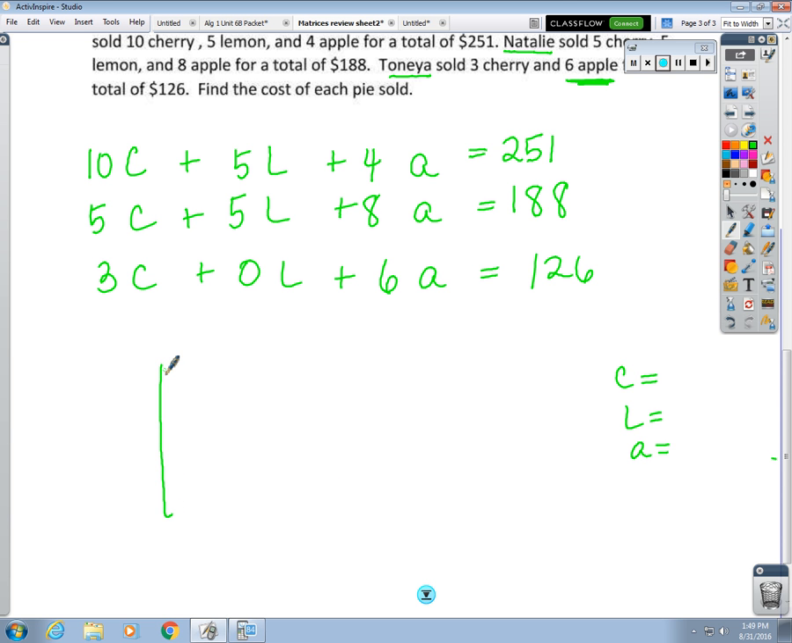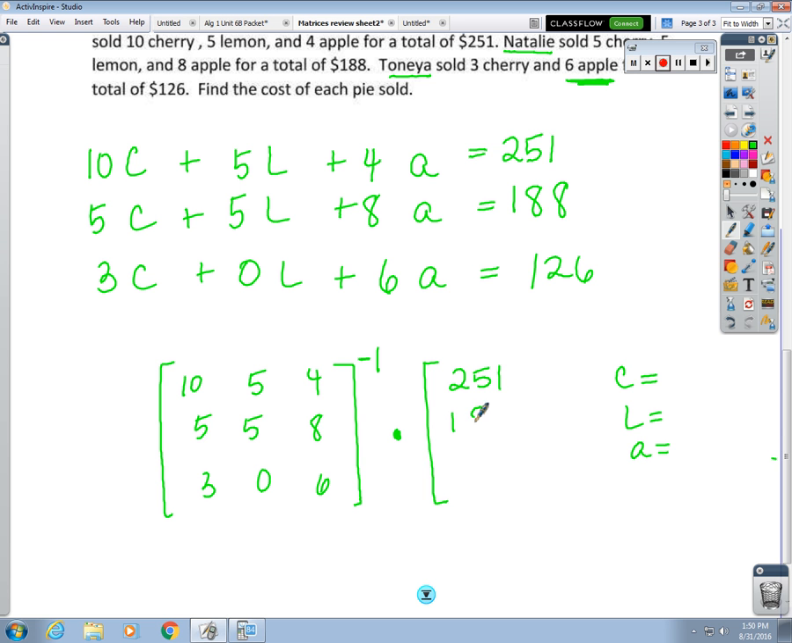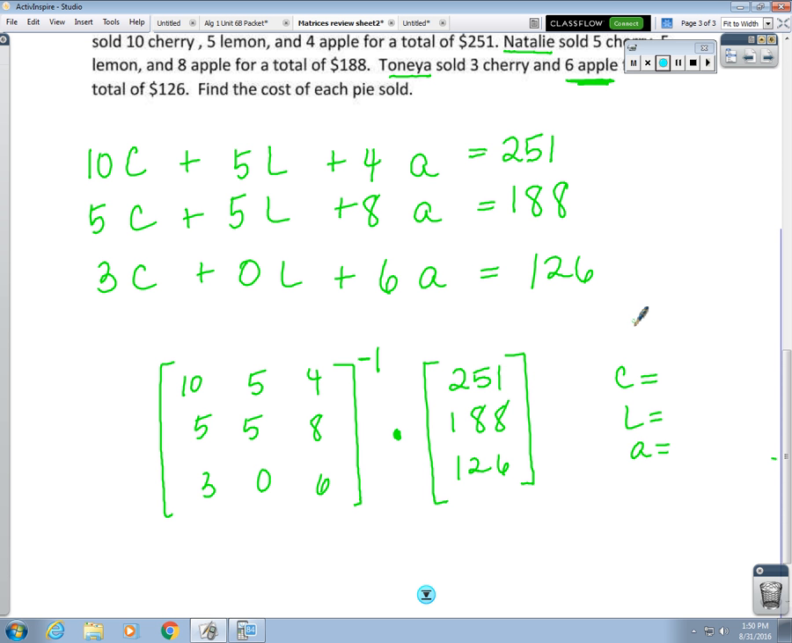Right, you have to make a matrix. So 10, 5, 4, 5, 5, 8, 3, 0, 6. What are you going to do to that matrix? The inverse of it. Anytime you're trying to solve for unknown variables, you always do the coefficient matrix inverse times the constant matrix. Okay, so y'all be typing that in because I'm not going to. It'll take too long. Now, I'm going to warn you, your answer is not going to make common sense. It was a poorly made problem.